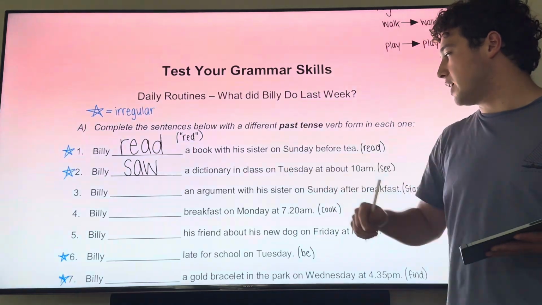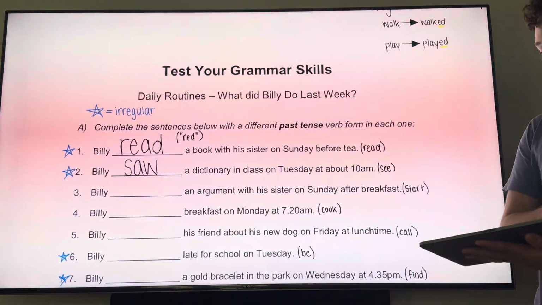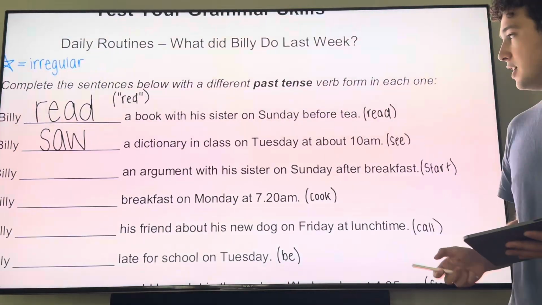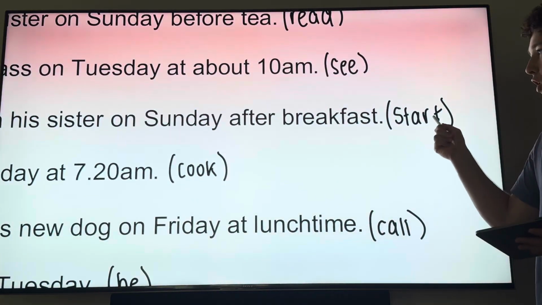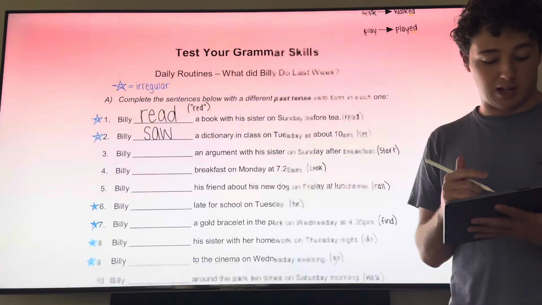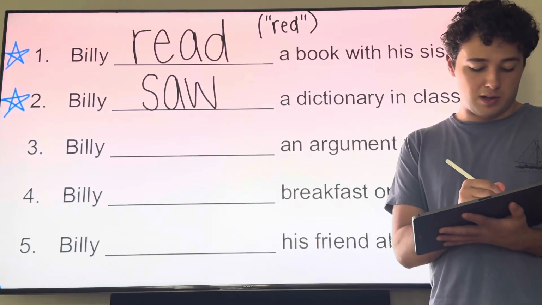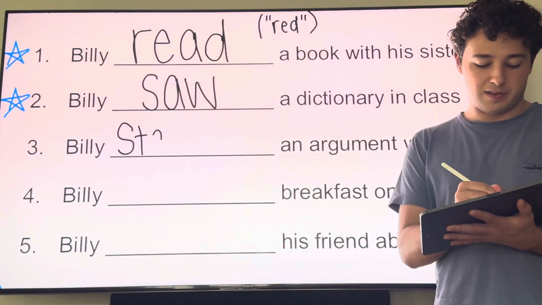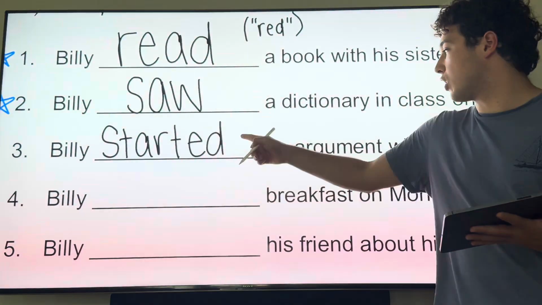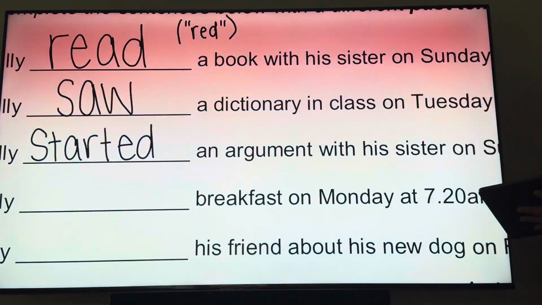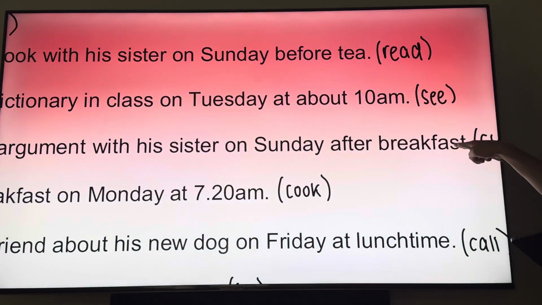Let's do one more. This one is a regular form. Billy blank an argument with his sister Sunday after breakfast. And the verb they give you is start. Now, start is regular, so all you would do is write start and add the ed. Billy started an argument with his sister on Sunday after breakfast.